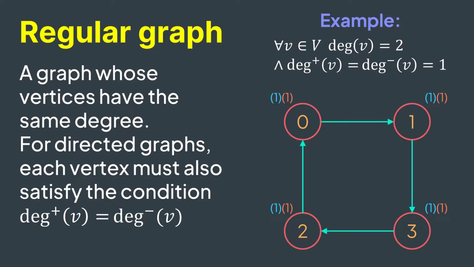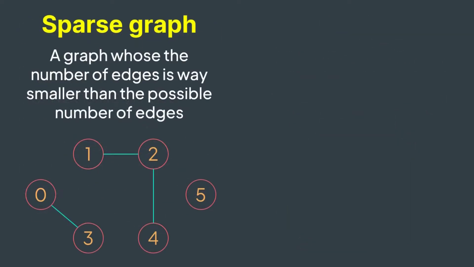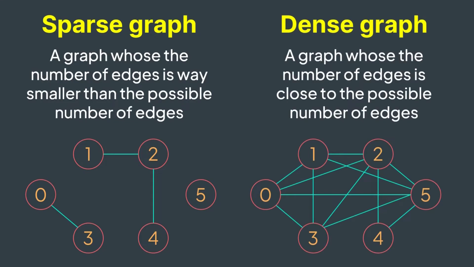Then we have two important terms, sparse and dense. A graph is said to be sparse if its number of edges is small, much less than the total possible number of edges, like this one. And a graph is said to be dense if its number of edges is big, close to the total possible number of edges, like this one.